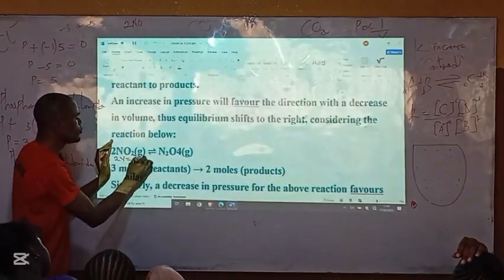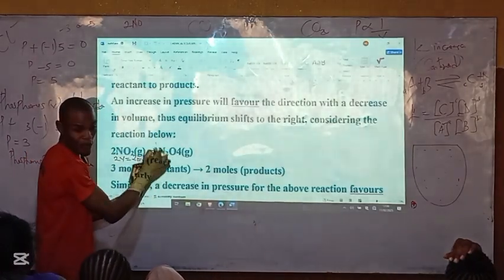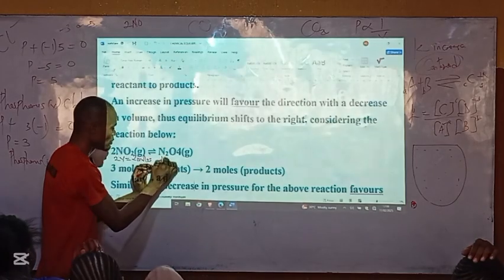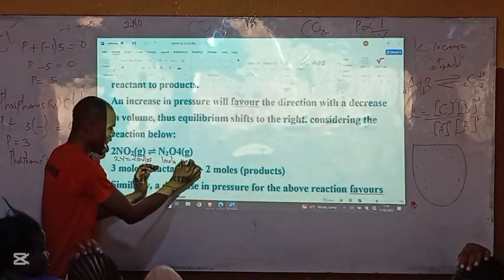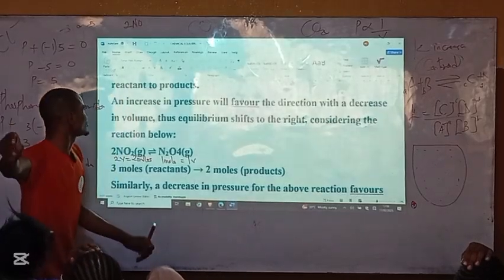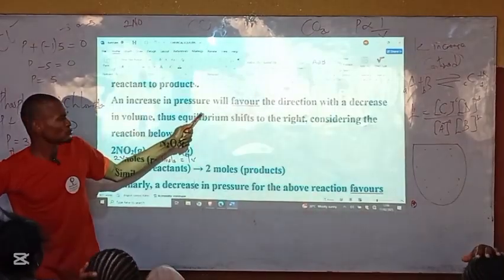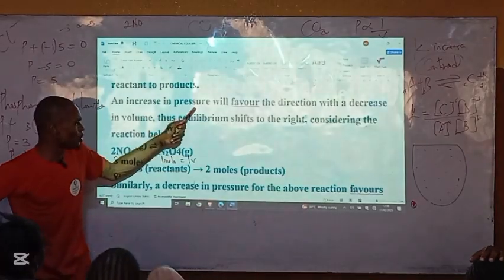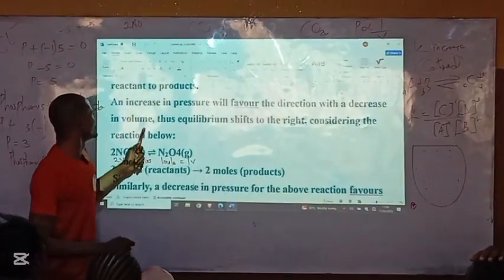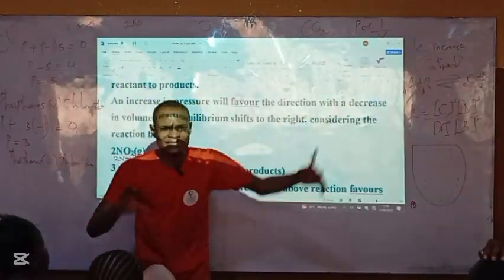Equivalent to 2 moles. What is the number of moles here, the number beside this product? That's 1 mole, so I'm having 1 volume. Now look at the question. An increase in pressure will favor what? An increase in pressure will favor the direction with a decrease in volume.